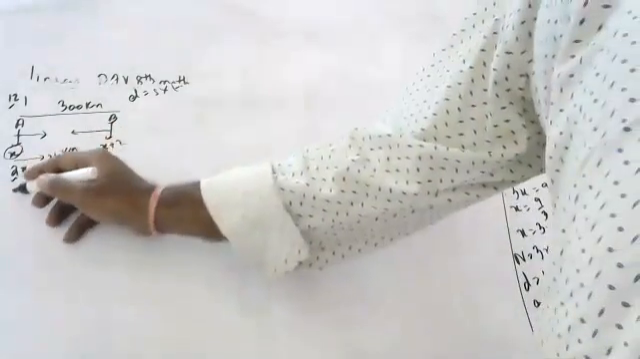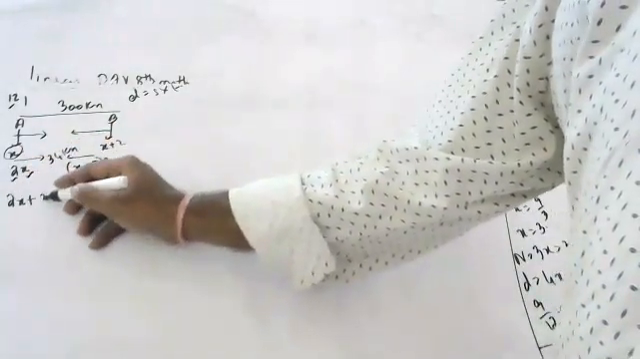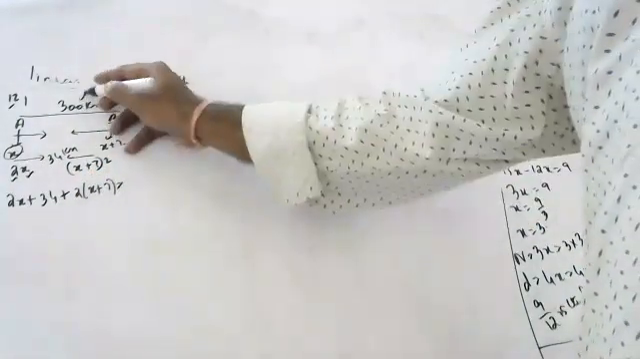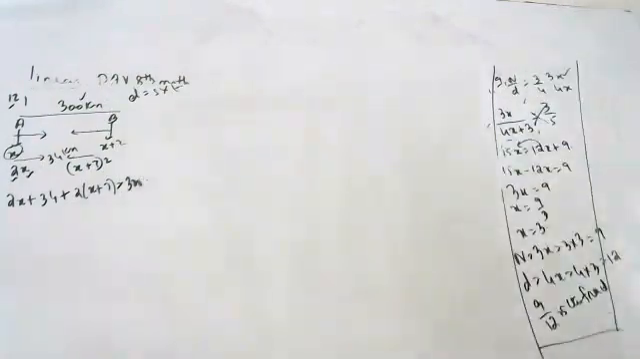And now 2x is the distance. 34 is the distance between them. This is also distance. The total distance is how much? 300 kilometers. Total distance is 300 kilometers. Sujit, can you simplify this?